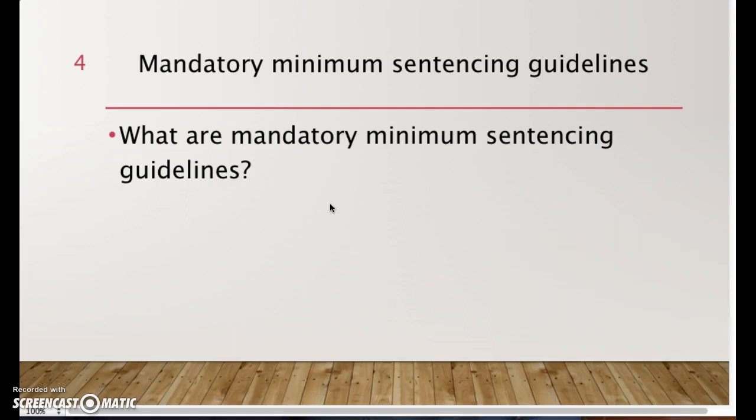Drug-related crimes, if you sell drugs over a certain quantity, it automatically triggers mandatory minimums, as well as habitual offenders, three strikes, things like that. So there's all kinds of laws regarding mandatory minimums. Each state might be a little different. So feel free, if you're curious, to explore what your state has to say about certain crimes that they deem a mandatory minimum sentence that might apply. Okay?